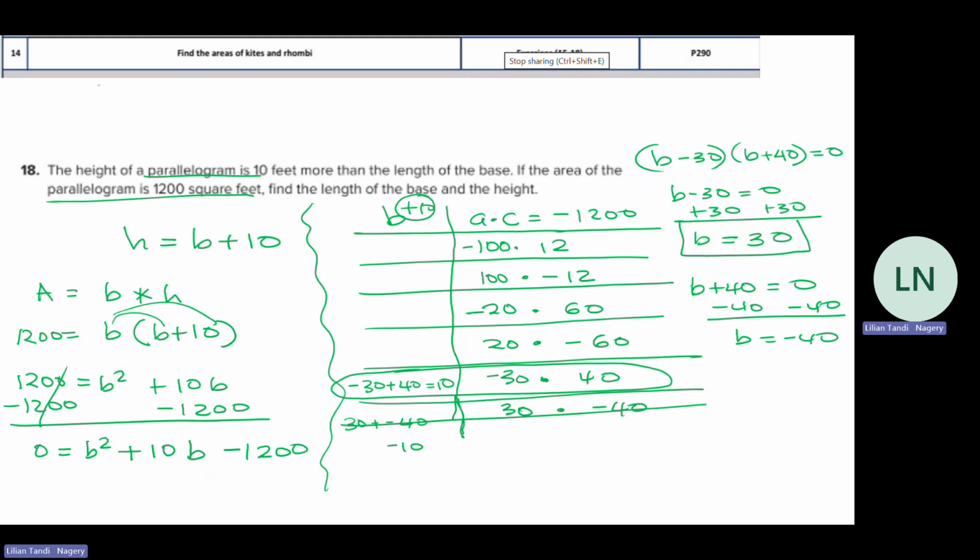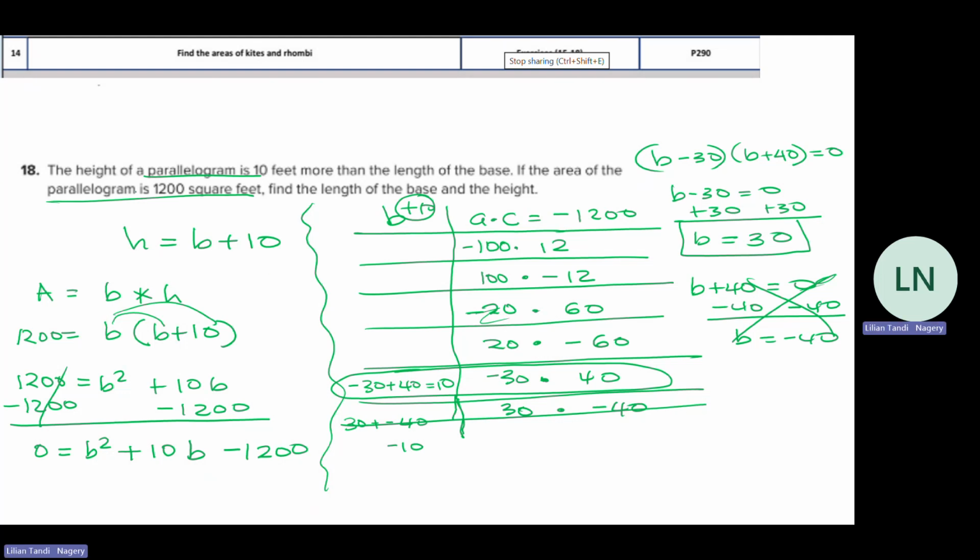Now we already know we are talking about distance or length. Length cannot be negative, so I cannot use this. I cannot use when if I'm talking about length, I cannot use negative numbers, okay? So I'm gonna use 30.